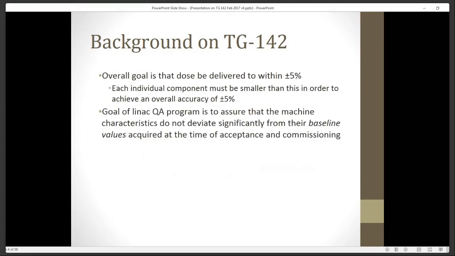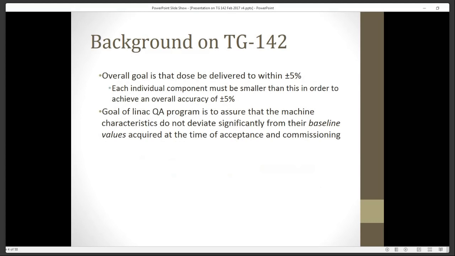And the overall goal that's being sought after is that the dose be delivered within plus or minus 5%. So when these QA recommendations are given, it's basically so that you can have your machine deliver dose within that amount, which means that each individual component needs to be smaller than that so that the overall uncertainty is within plus or minus 5%.